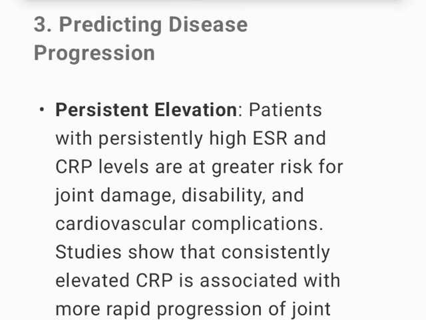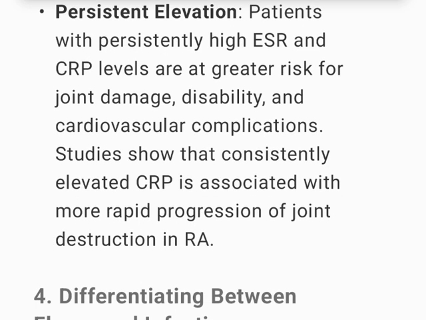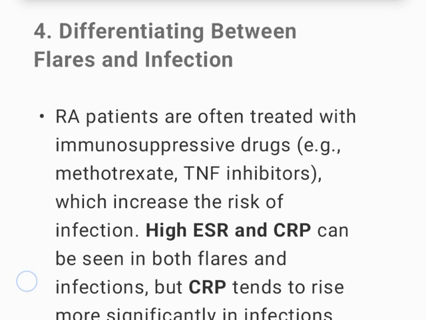3. Predicting disease progression. Persistent elevation. Patients with persistently high ESR and CRP levels are at greater risk for joint damage, disability, and cardiovascular complications. Studies show that consistently elevated CRP is associated with more rapid progression of joint destruction in RA.